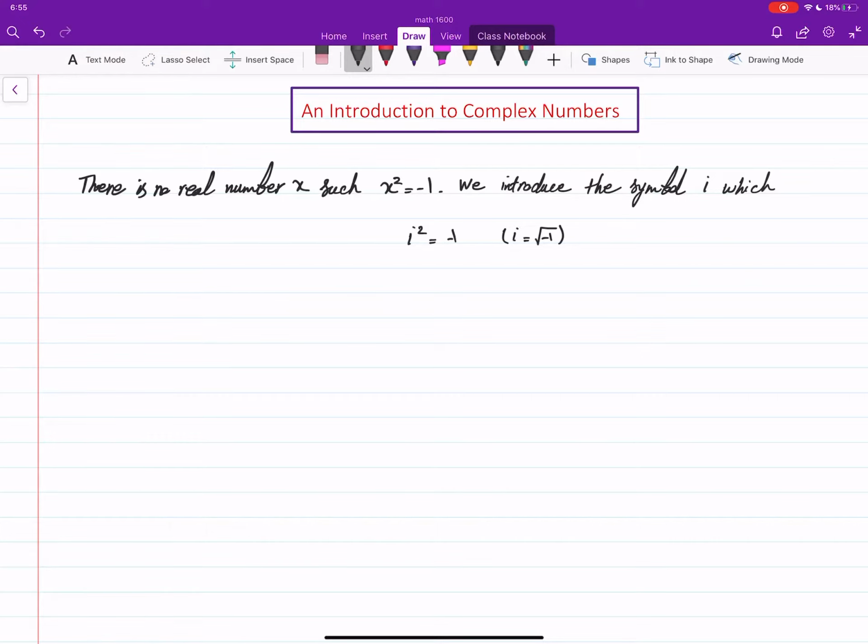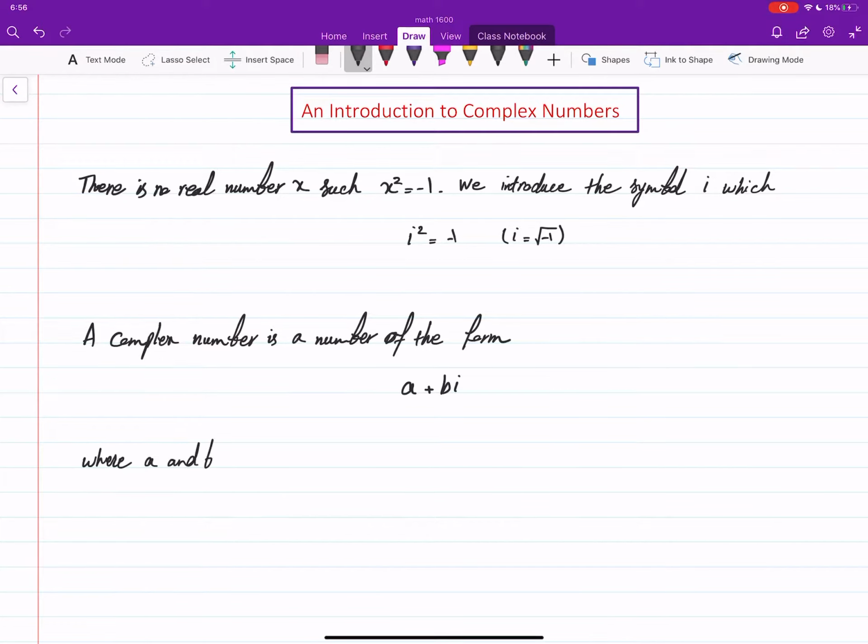So a complex number is a number which has two parts, a number of the form a plus bi, where a and b are real numbers, and i is the number we just introduced. The symbol i squared is -1.